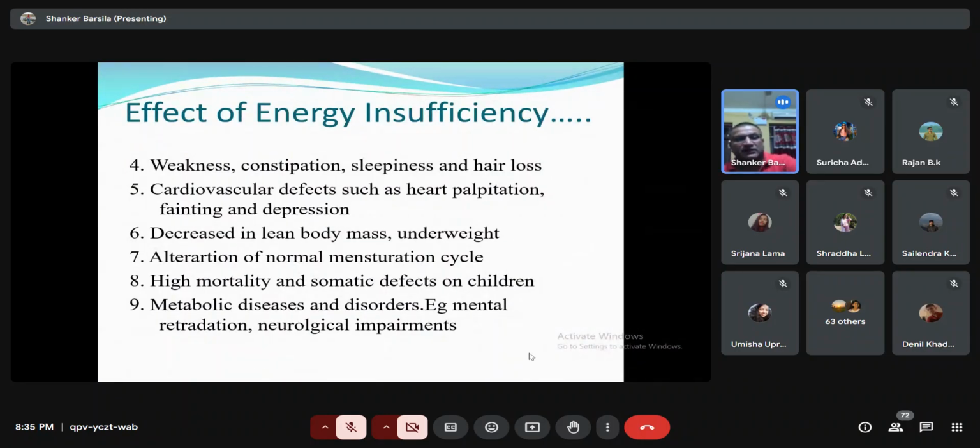And other is decreased lean body mass, underweight, and alteration of the normal menstrual cycle in women, and high mortality and somatic defects in children, and metabolic diseases and disorders. Mental retardation and neurological impairments would be expected as the signs or effects when there is insufficient energy intake.